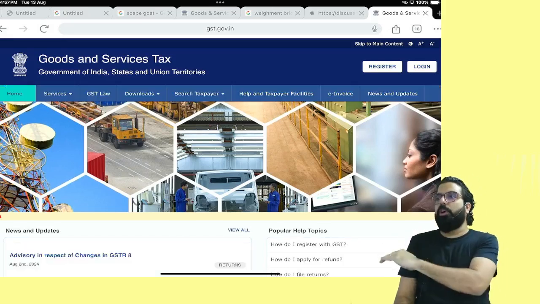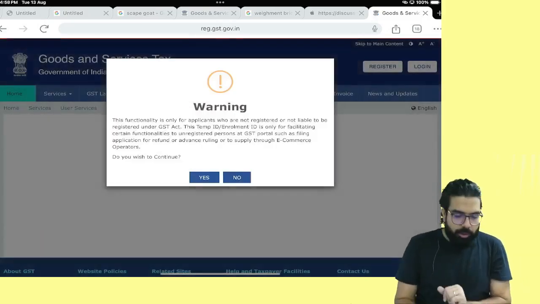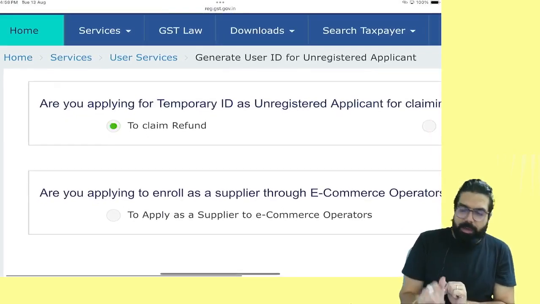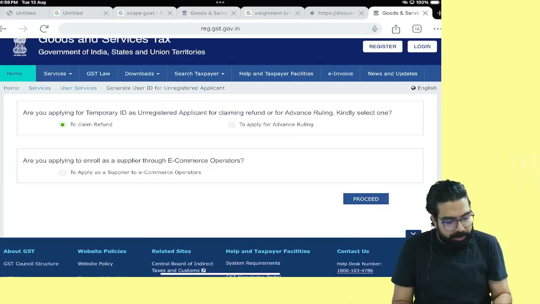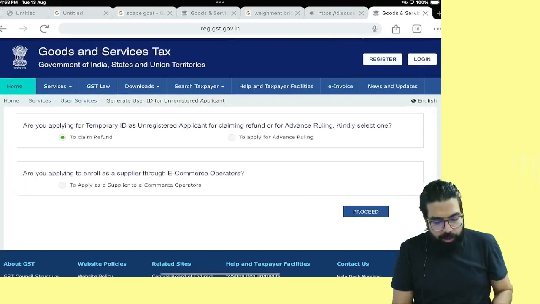Everyone over here, listen. You just have to go to Services, User Services. You have to generate one user ID. They will ask you for what you want to generate it. To claim a refund, you have to say. You are an unregistered person. Just click over here: I want to generate a temporary user ID.